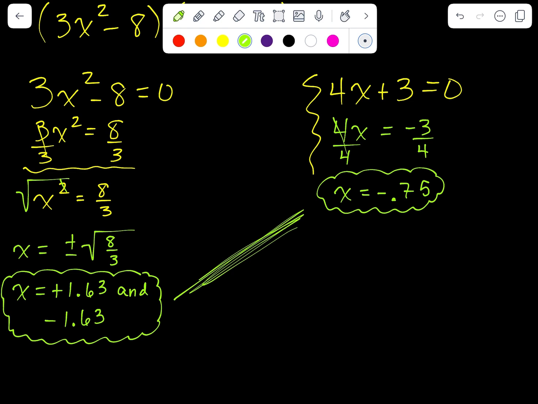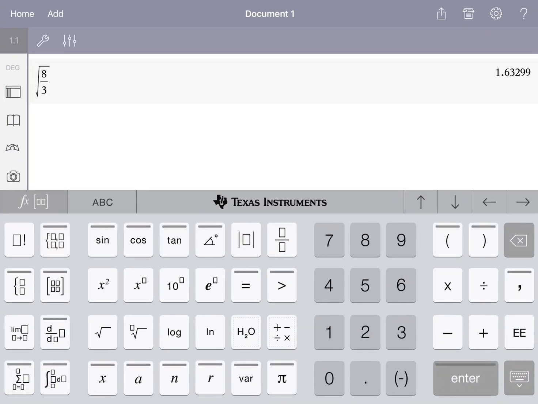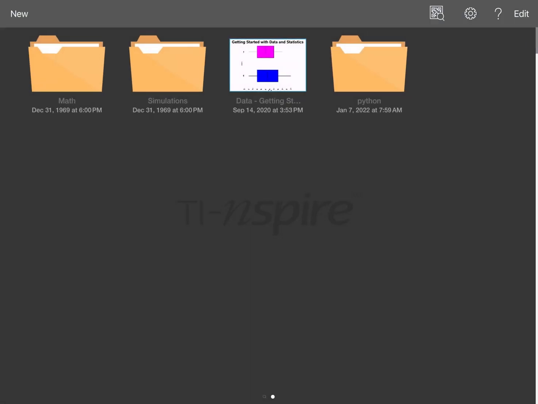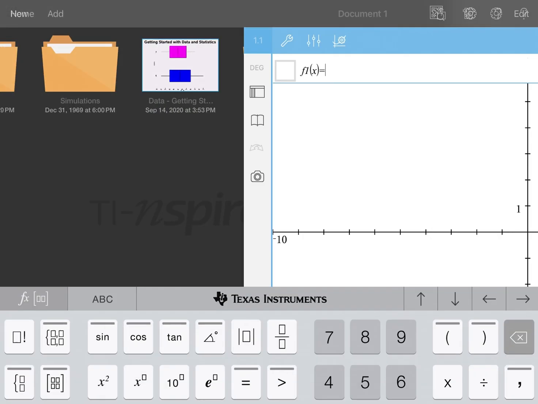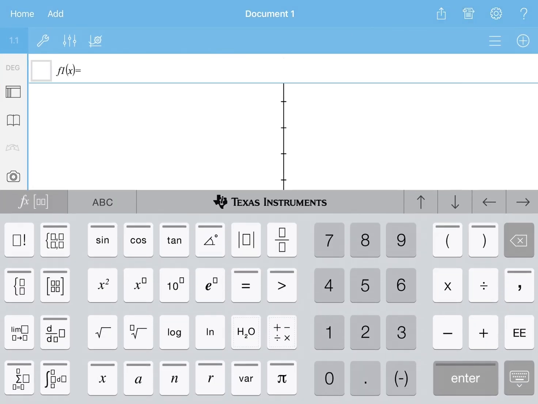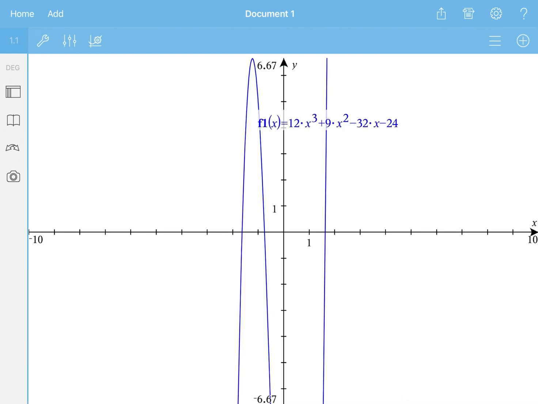But what does that look like if we were to graph it in the calculator? Let's take a look here. We would go to New Graphs. We're going to type in our original equation, 12x to the third power plus 9x squared minus 32x minus 24. And then we just press enter. And what we're looking for is, since we set this equal to 0, where it crosses the x-axis. And if you see, it crosses the x-axis at 3 locations.